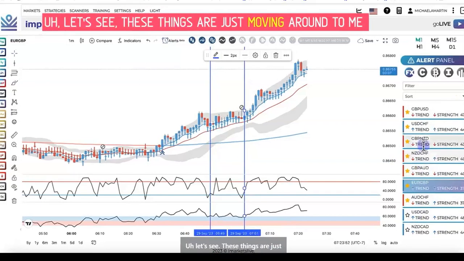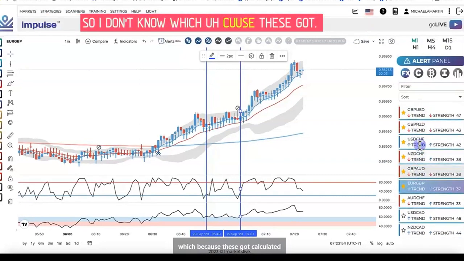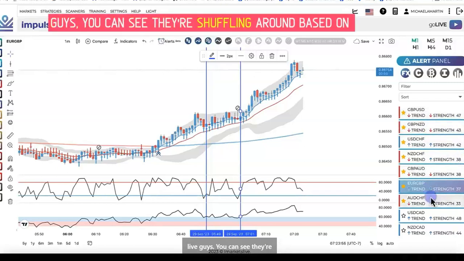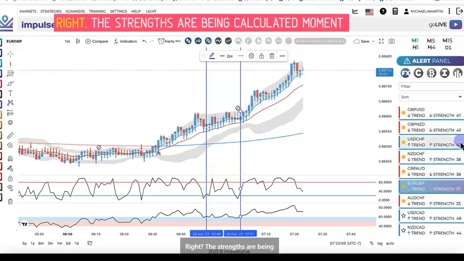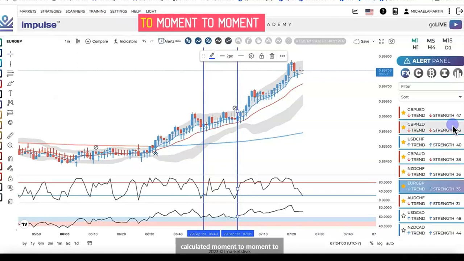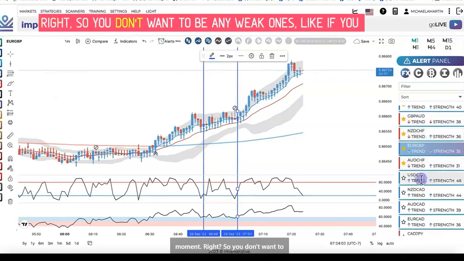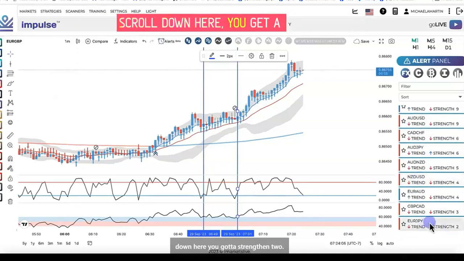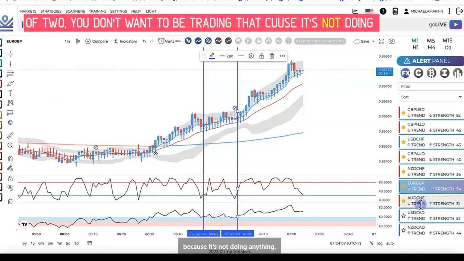Let's see. These things are just moving around on me, so I don't know which. These got calculated live, guys. You can see they're shuffling around based on strength, right? The strengths are being calculated moment to moment, right? So you don't want to be in any weak ones. Like if you scroll down here, you got a strength of 2. You don't want to be trading that because it's not doing anything.